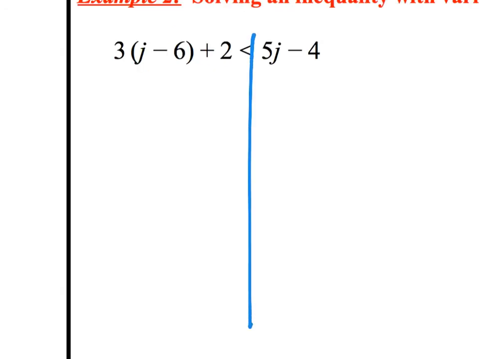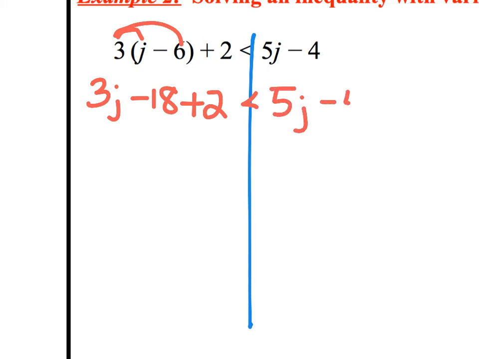We don't have to do every single step, but that's what we're checking for. So first thing to check for, "don't call me after midnight," is distribute. Can you distribute? Yep, let's do it. 3 times j is 3j. 3 times negative 6. What is 3 times negative 6? Negative 18, good. Bring down the plus 2. That's still less than 5j minus 4. So that's D for distribute.